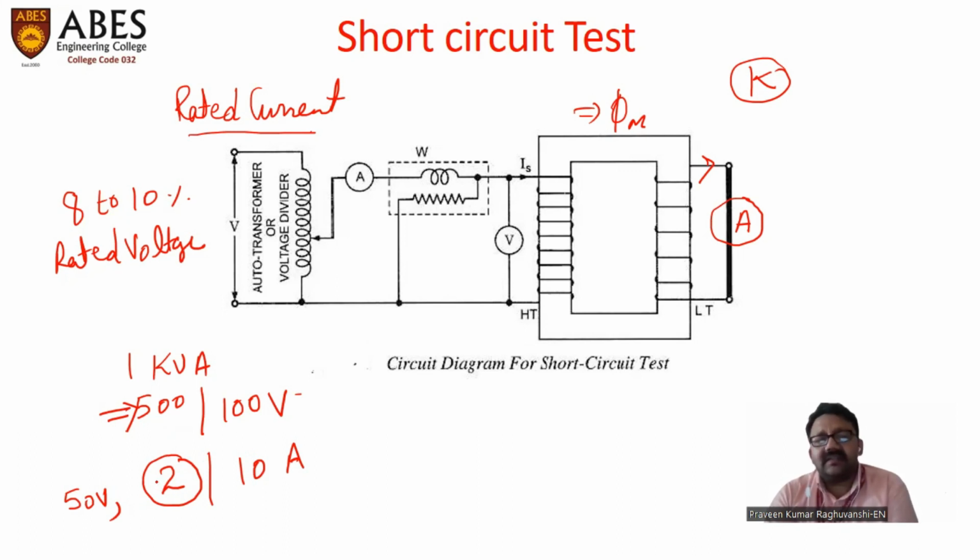But if we conduct the same test on the LV side, the rated current is 10 ampere, and this 10 ampere we have to handle at a voltage level around 10 volts. So this is the main problem of this test: if we conduct this test on the low voltage side, the winding current becomes too high and the corresponding winding voltage becomes very small. And it is almost impossible to have such equipment which can handle that at a low voltage.